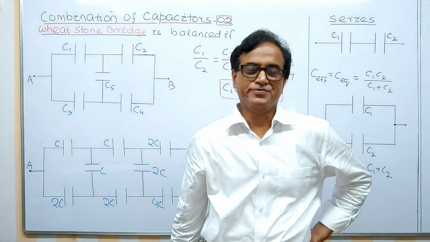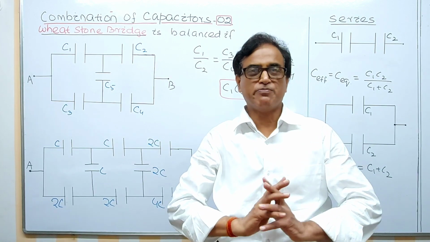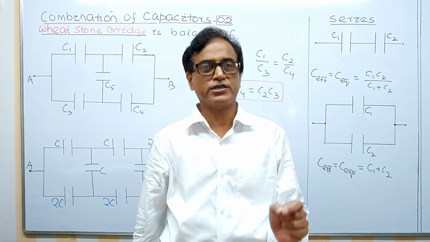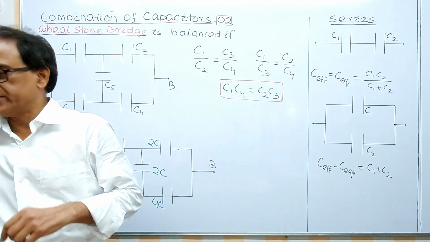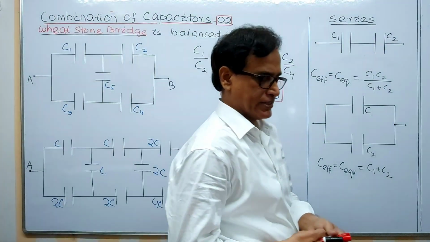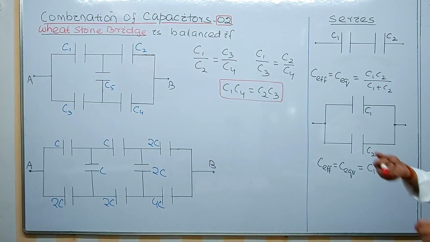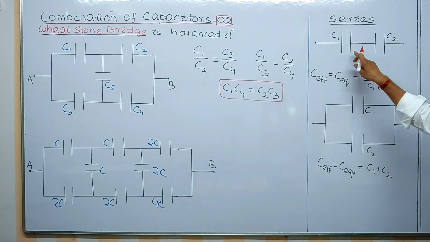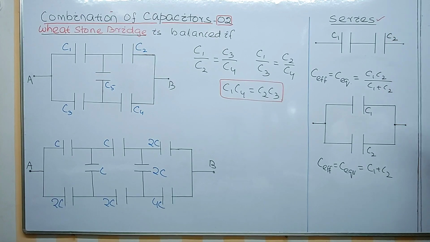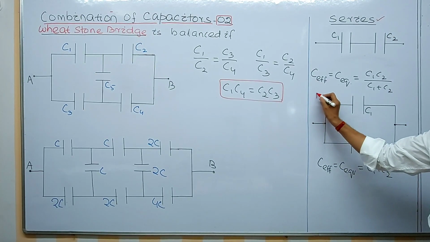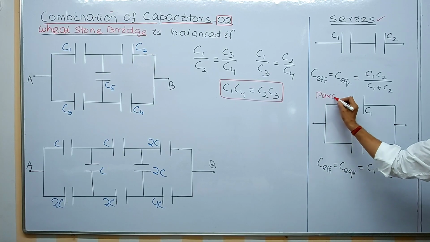Hello my dear students. In the last capacitor class we have read combinations of capacitors in general. What happens when a number of capacitors are connected in series and what happens when a number of capacitors are connected in parallel, and these are the formulas: one for series combination, one for parallel combination. This is for parallel combination.